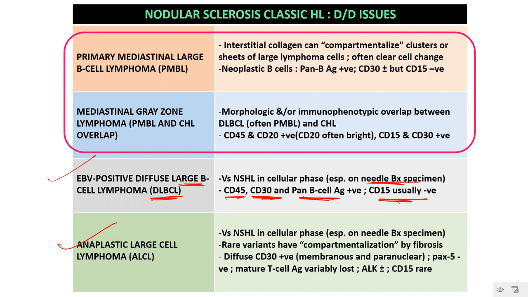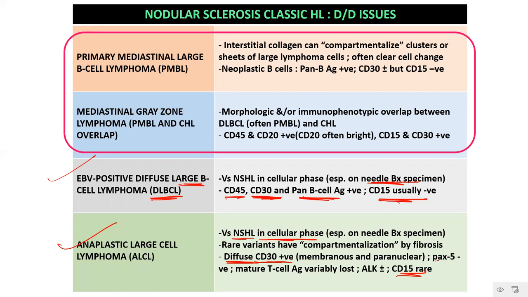Anaplastic large cell lymphoma is again another important differential diagnosis when it comes to the lymph node. Even in anaplastic large cell lymphoma, you get sheets of atypical large cells, many of which might look like your Hodgkin-Reed-Sternberg cells. So the most important DD of a cellular phase of nodular sclerosis subtype would again be an anaplastic large cell lymphoma. Again, like I said, CD30 is a marker which is also strongly positive in the case of anaplastic large cell lymphoma. So don't depend on CD30 alone. CD15 expression, however, is rare in the case of ALCL.